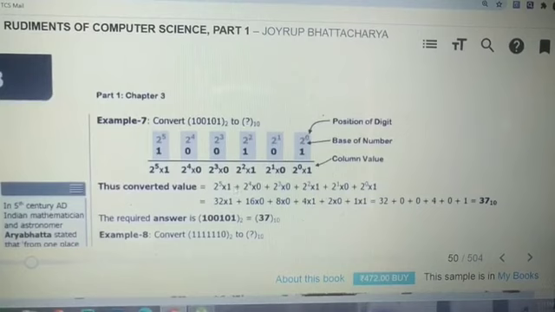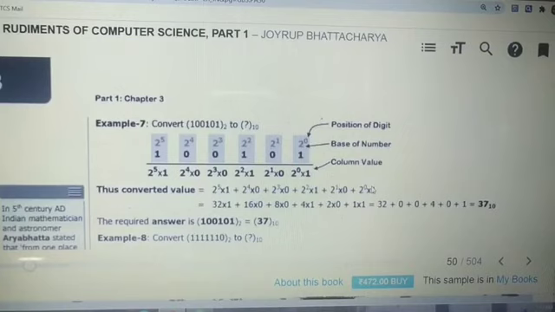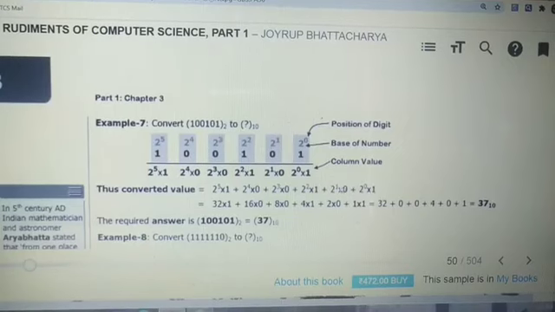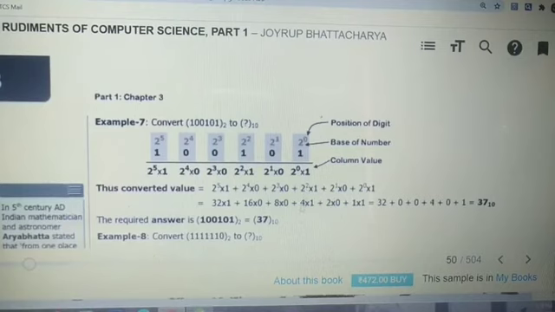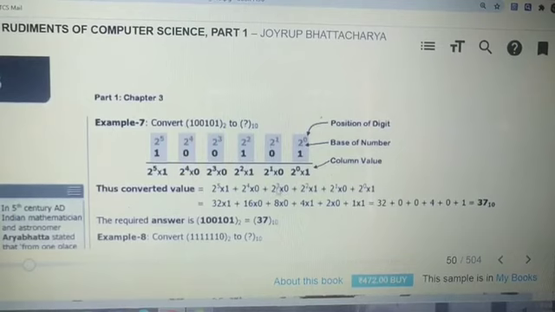In this way we multiply the values. Any base to the power 0 is 1. So a to the power 0 is 1, where a can be replaced by any base: 8, 2, or 16. So 2 to the power 0 is 1, and 1 times 1 is 1. 2 to the power 1 is 2, and 2 times 0 is 0. 2 to the power 2 is 4, and 4 times 1 is 4. 2 to the power 3 is 2 times 2 times 2, which is 8, and 8 times 0 is 0.